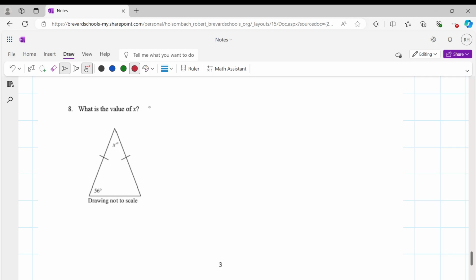Problem number 8, what is the value of x? Again, you have two sides of a triangle that are congruent to each other. If two sides of a triangle are congruent, then the angles opposite those sides are congruent. So if one of these angles is 56, the other one's 56. So we've got an x plus 2 times 56 equals 180. So x plus 112 equals 180.